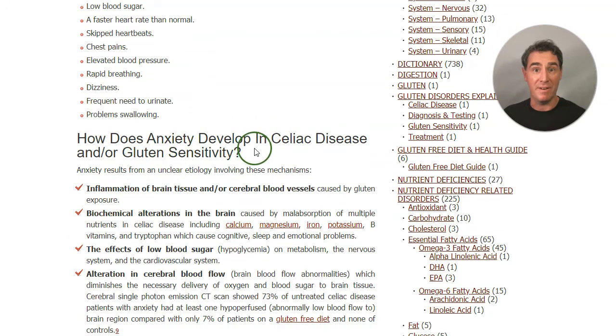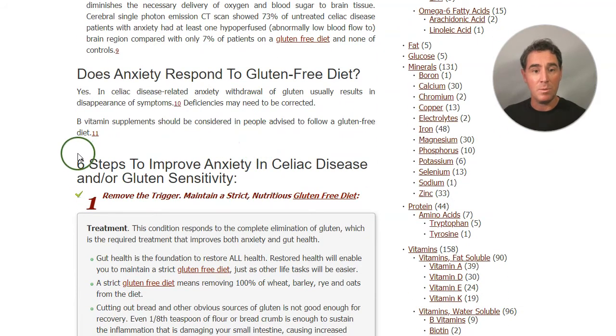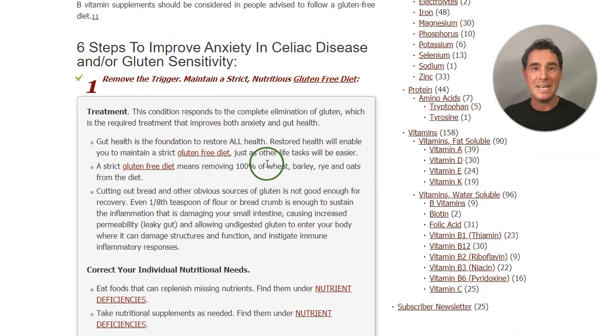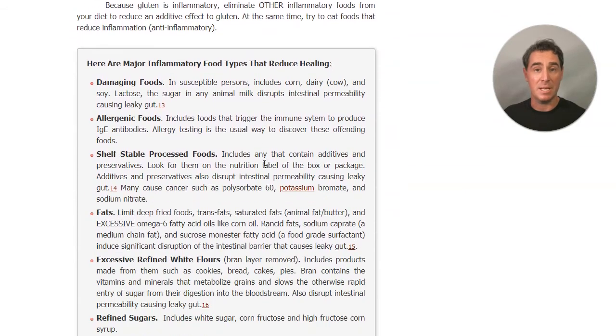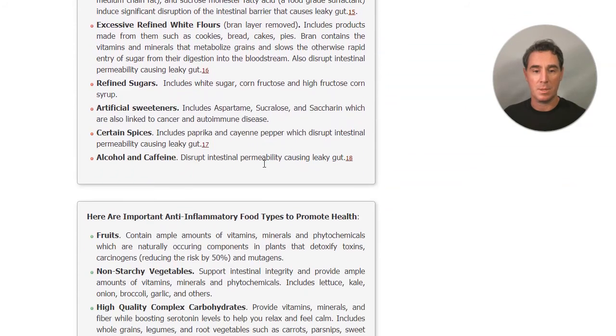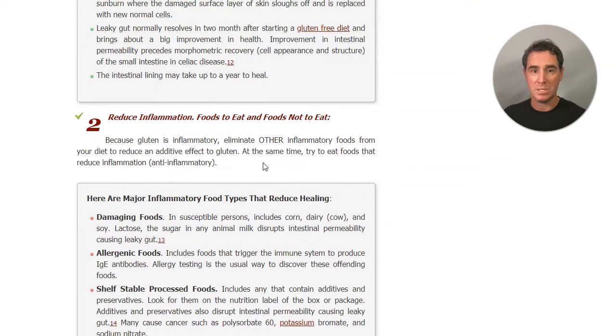It shows you how it develops, and then we give you the 6 steps to reduce or improve chronic anxiety. Okay, so it tells you what to eat, what not to eat, how to reduce inflammation, what to look for in your medications that may be exacerbating the problem, the remedies that you need to take. Okay? So that's how that works.